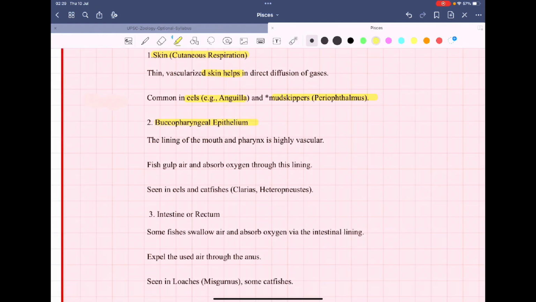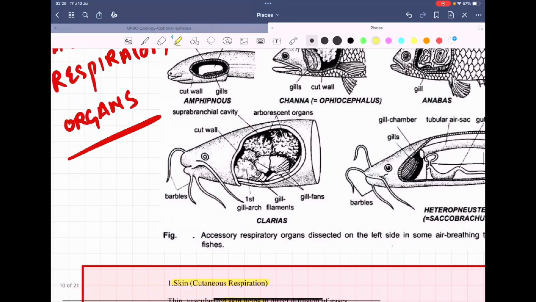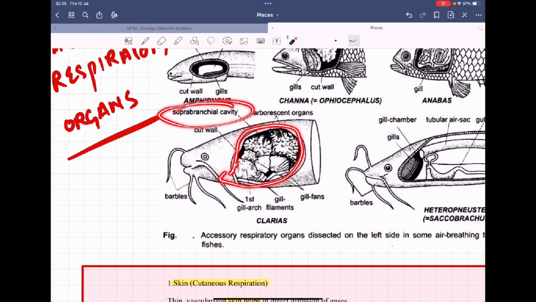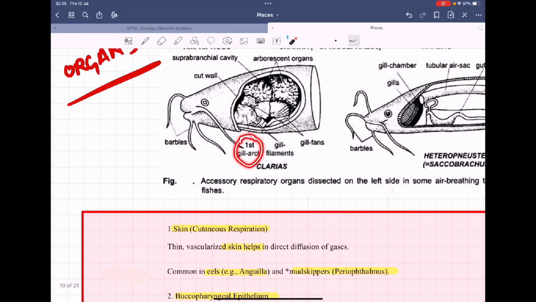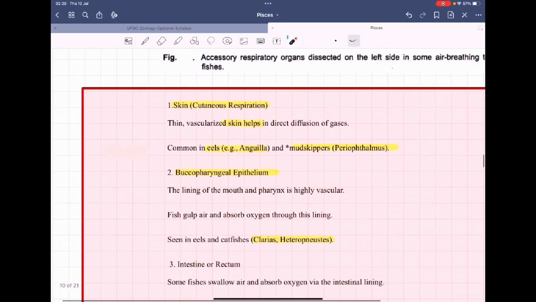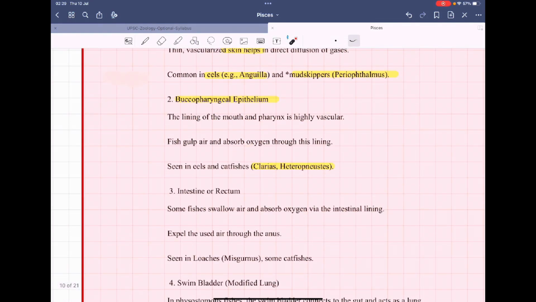Then buccopharyngeal epithelium. In case of Clarias and Heteropneustes, you see this is a suprabranchial cavity. These are these arborescent organs, and there are first gill arch, gill filaments, gill fans. So this suprabranchial cavity acts as an organ for respiration. The lining of the mouth and the pharynx is highly vascularized, and this fish will gulp in the air and absorb the oxygen through this lining.